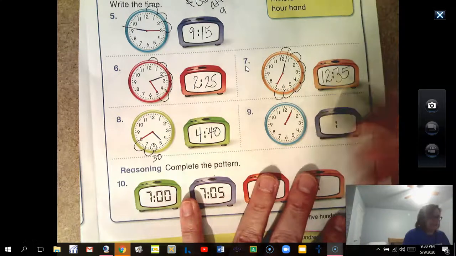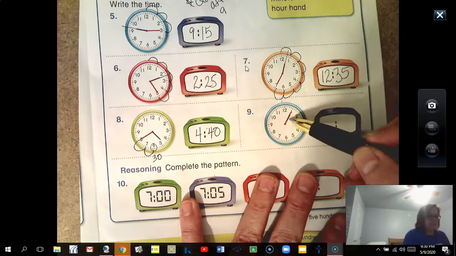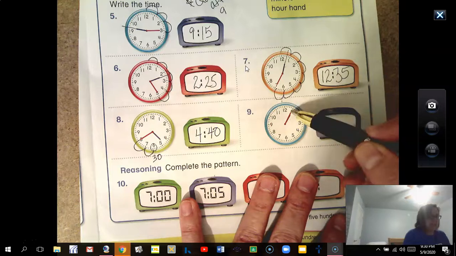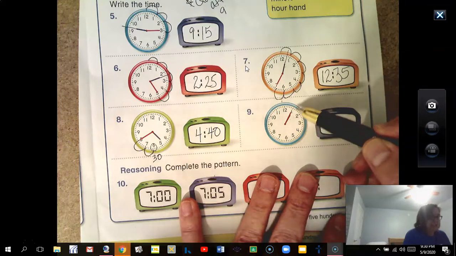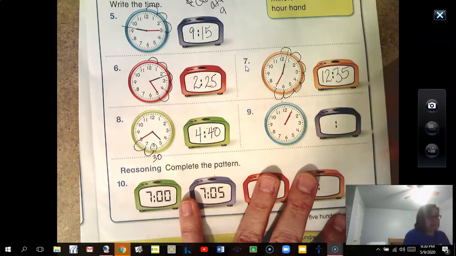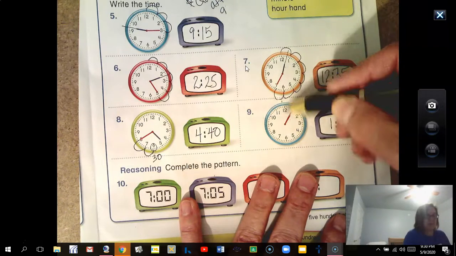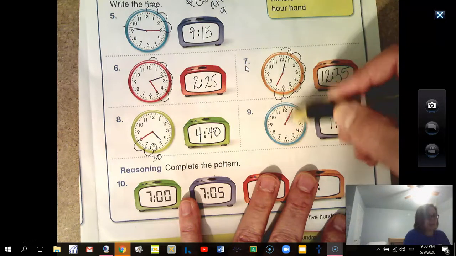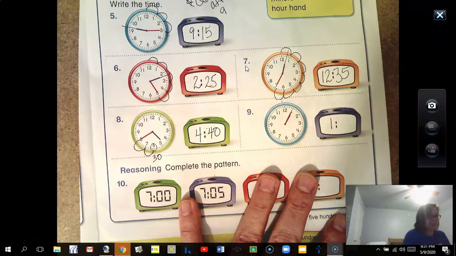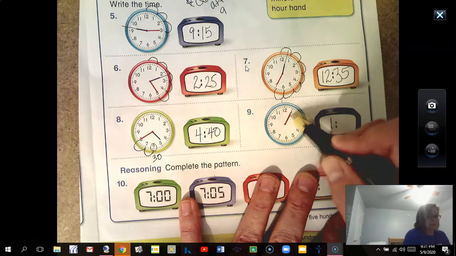All right, let's look at this one. Hour hand. It is on what number? It is exactly on that 1. So we're going to put 1. Because if you move this hand up here, what time was it just 5 minutes ago? It would have been 1 o'clock. All right, then we look at the minute hand, which is right here.